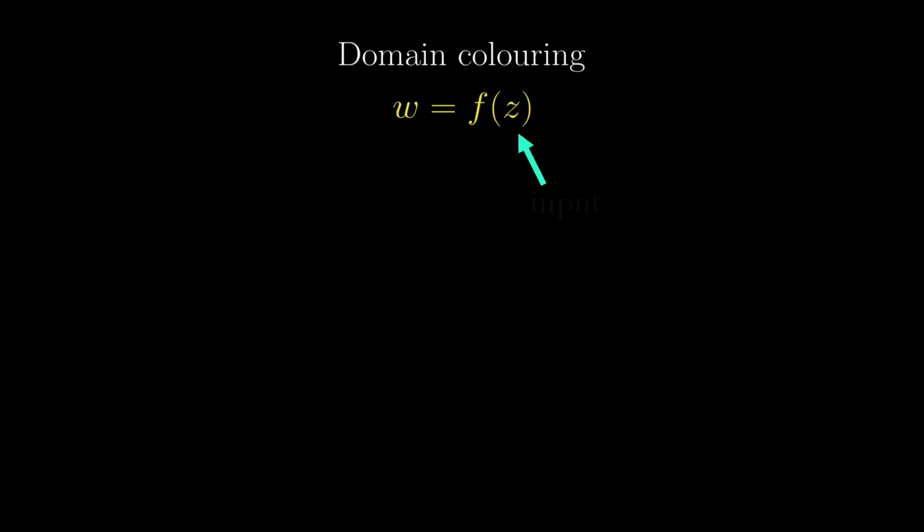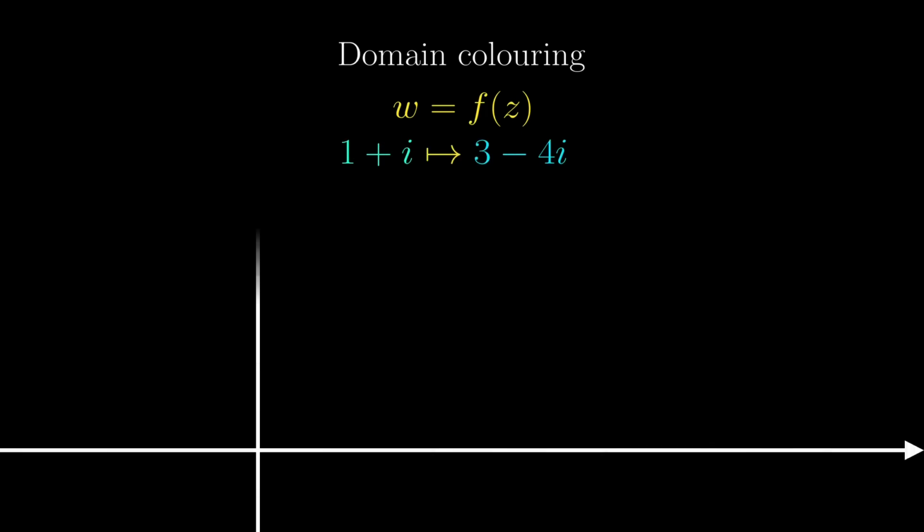For this method, we basically treat the complex plane as a canvas for us to paint a picture. For a complex function, each point on the complex plane is the input, and we need to find a way to represent the output. Let's say 1 plus i is mapped to 3 minus 4i. Then at the position 1 plus i, we color it with a color that represents 3 minus 4i. The question is, what should be the color?